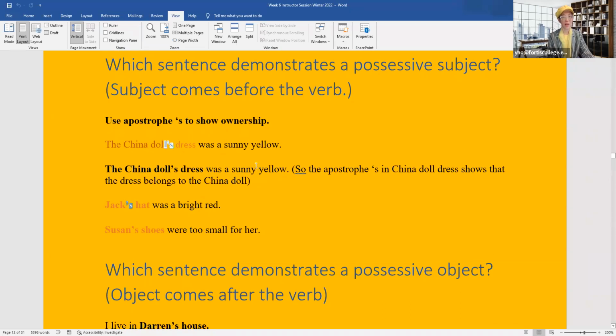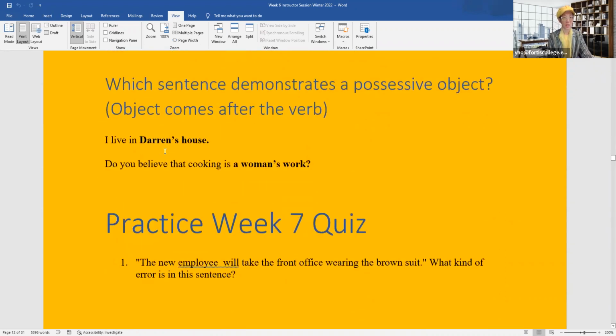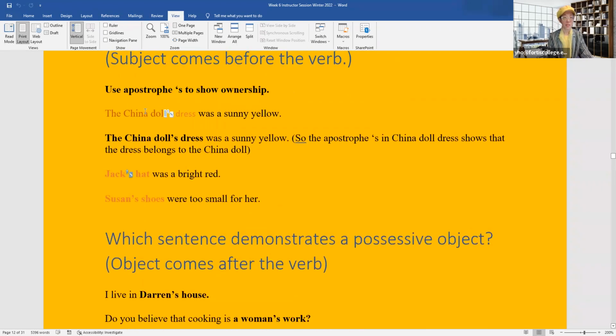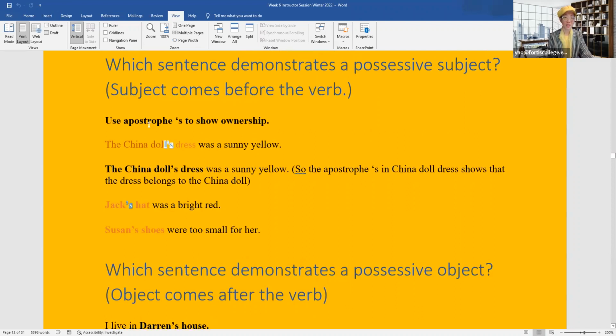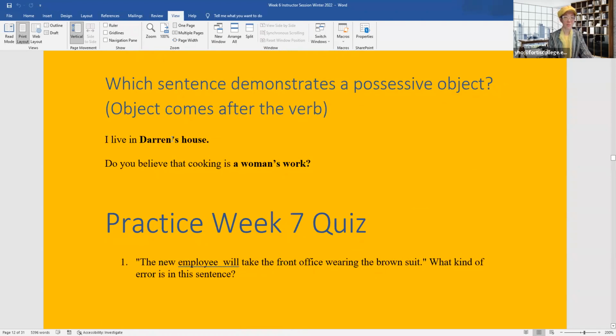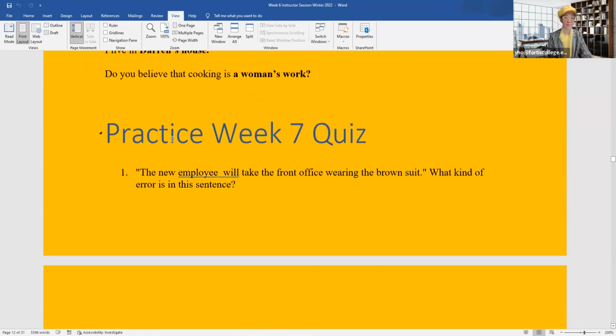So this is known as a possessive subject, in which you have the subject of the sentence showing possession. Here you have a possessive object because you have the object. So an object always comes after the verb, while a subject comes before the verb. So that's how you know that this is a possessive subject and that is a possessive object.